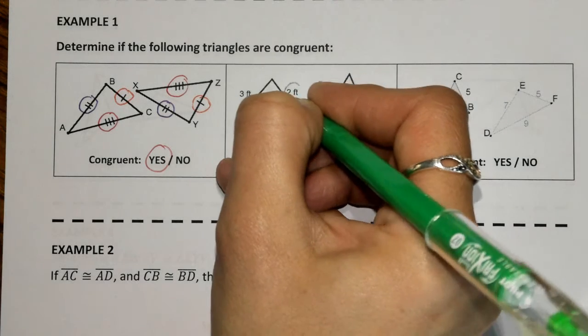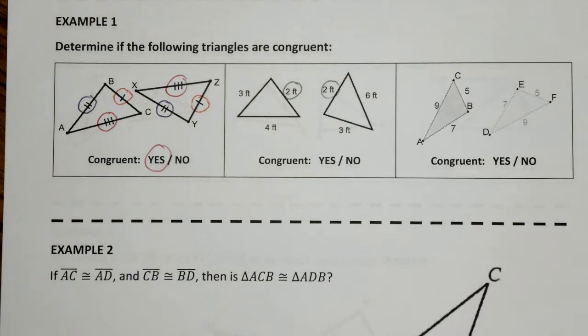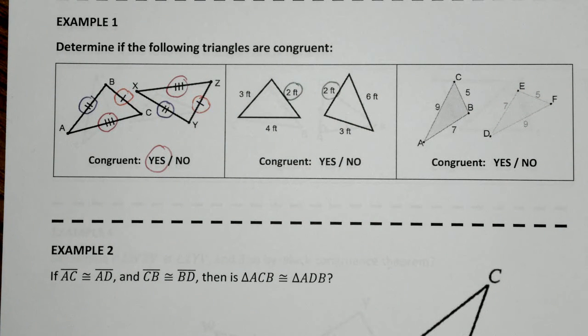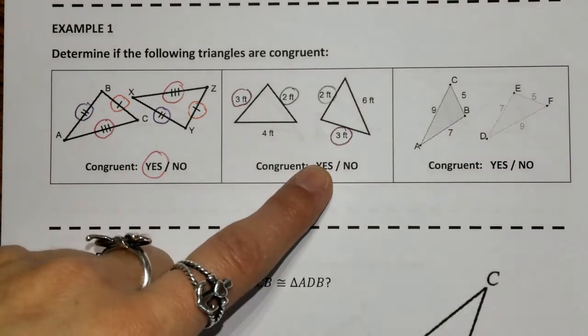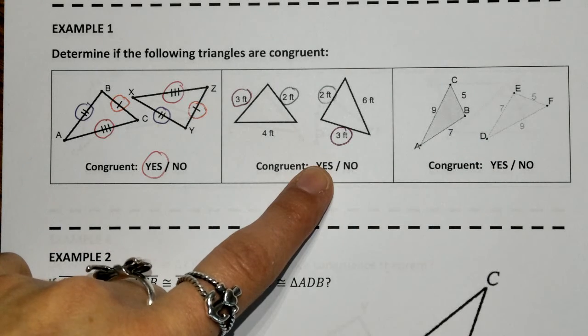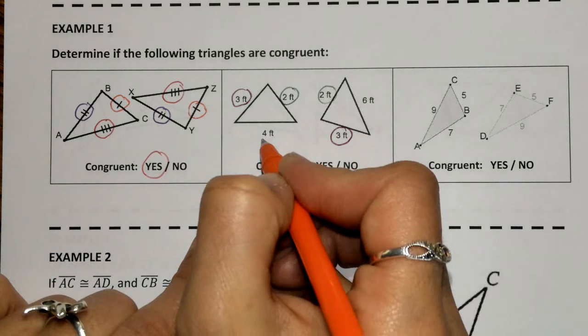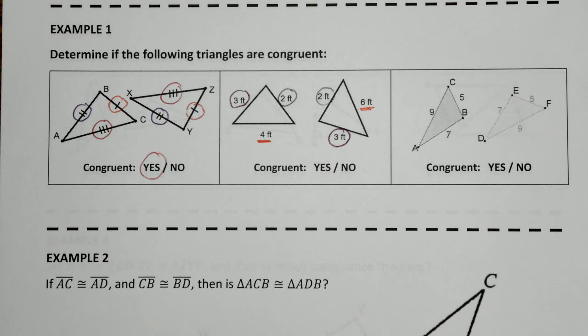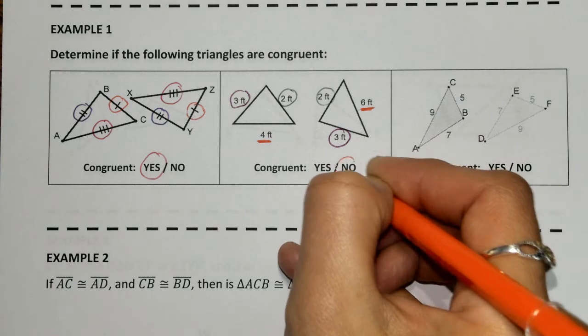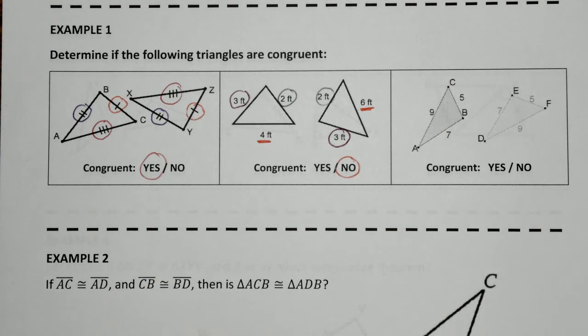So here I see a 2 foot and a 2 foot side. So we have one side that is going to be congruent. Then I see a 3 foot and a 3 foot. So I have two sides that are congruent. But if you take a look at the third side, we have a 4 foot and then we have a 6 foot. Clearly, these are not congruent. So we only have two sides that are congruent, and that is it. So we cannot determine that these are congruent. We would say no, we cannot say these are congruent.